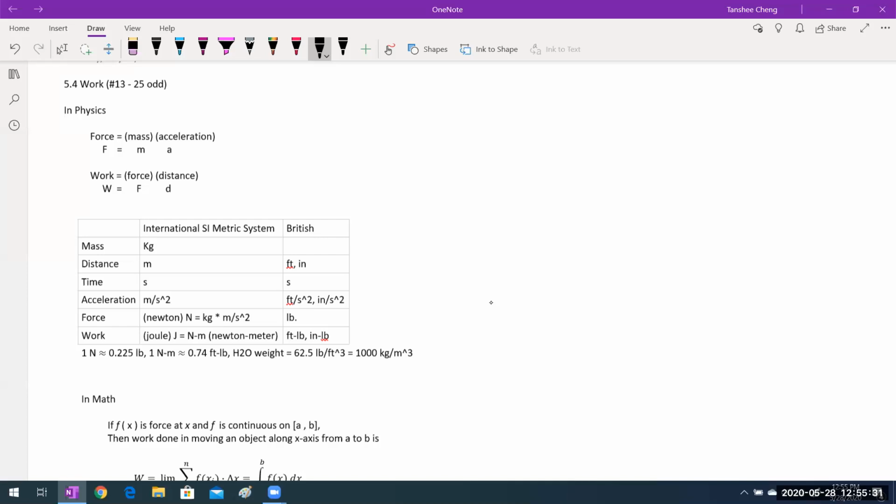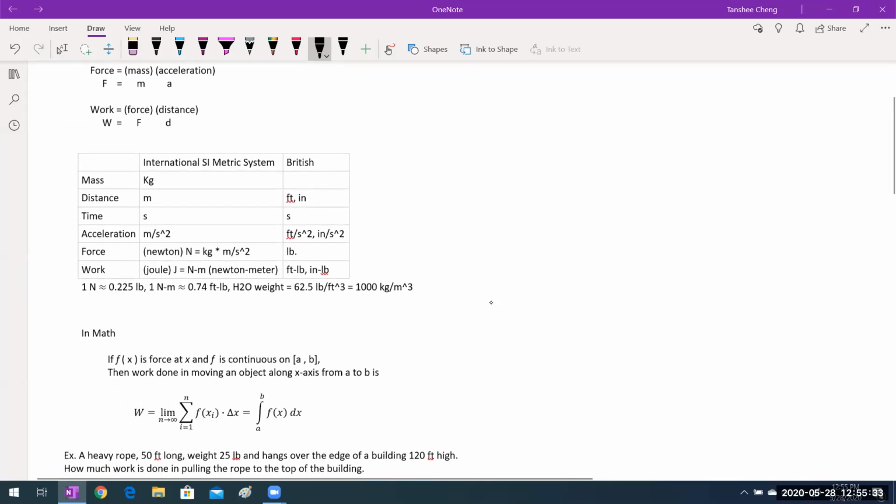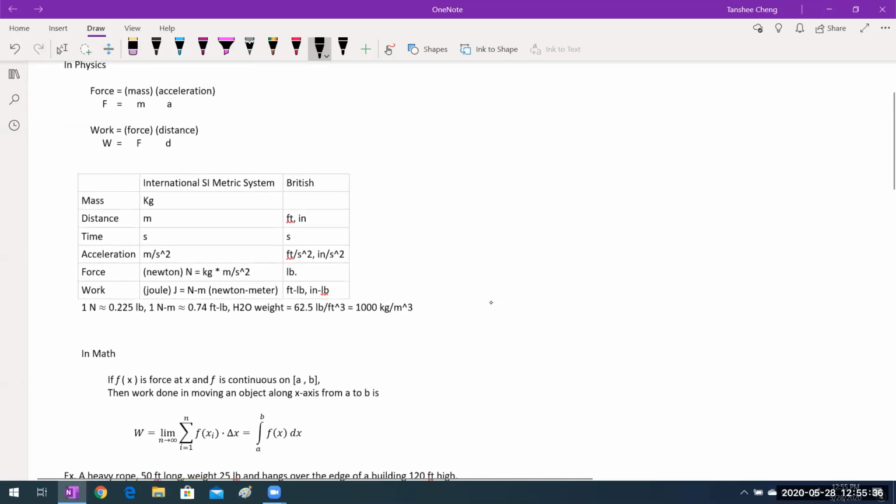But from the mathematics point of view, when we talk about force, if a function f represents a force at x, and f is continuous between a and b, then the work done in moving an object along the x-axis from point a to point b is the integral from a to b of f of x dx. So that's basically the Riemann sum.